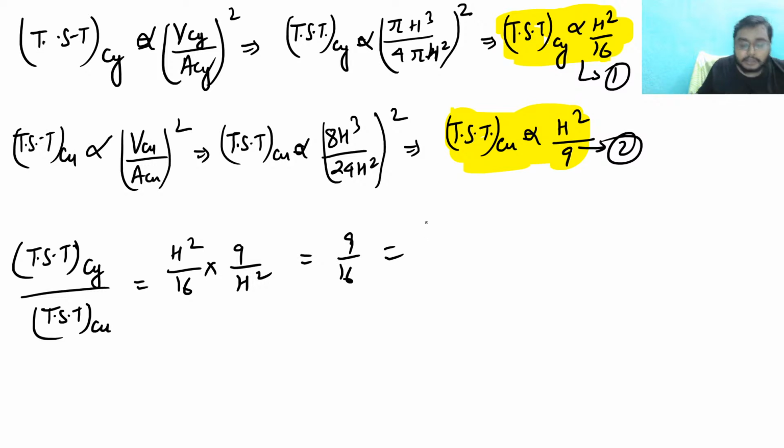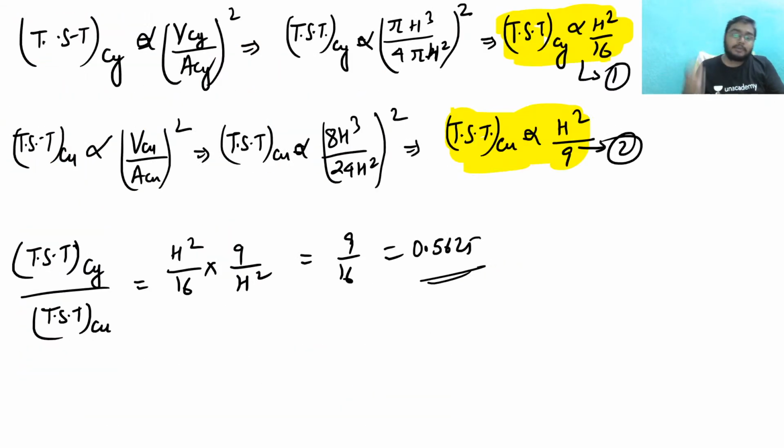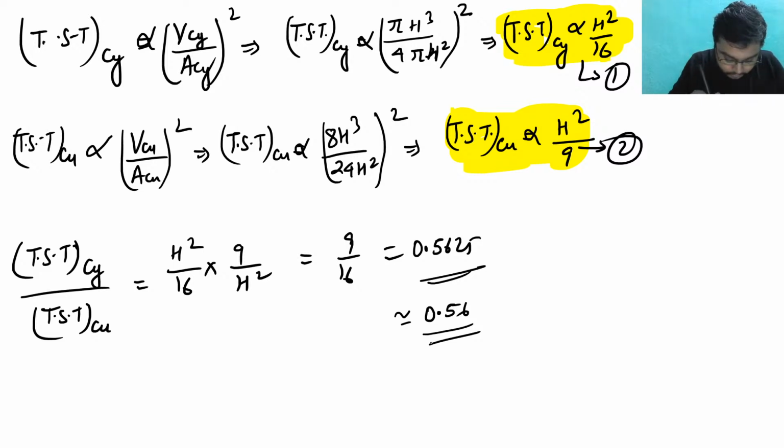So if you calculate it, you will be getting 0.5625. So my answer is 0.5625. Now, based upon the answer, suppose it has been asked to round off to two decimal places, so my answer will be nearly 0.56. Clear? Yes, Ashish and Shiv Kumar both have given the correct answer.